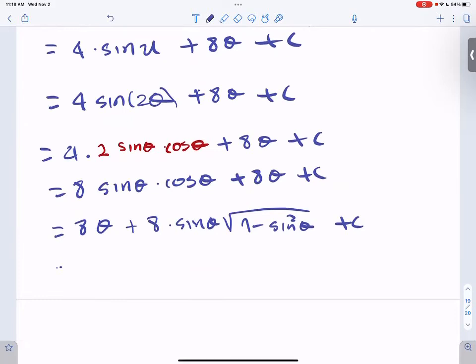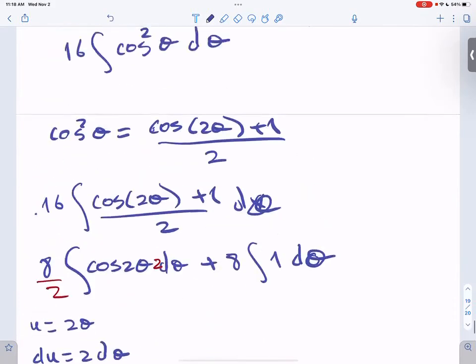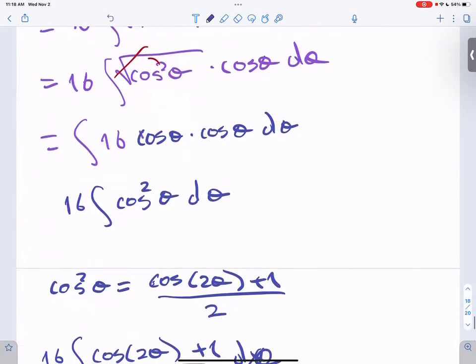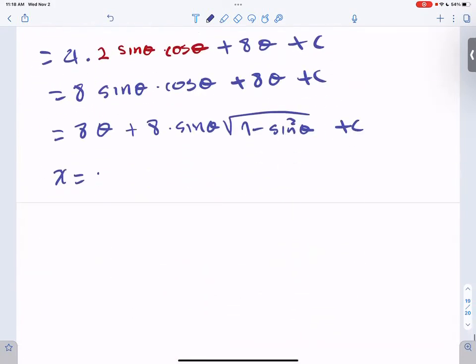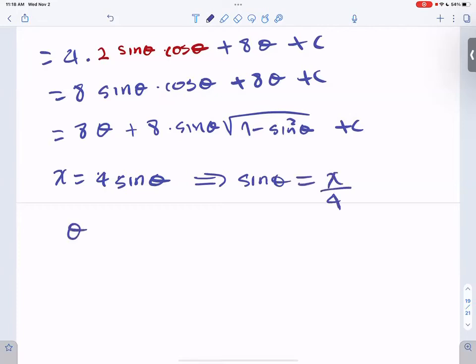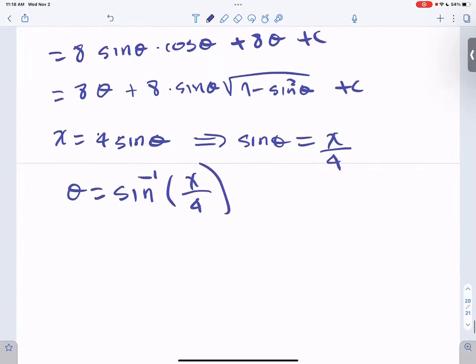And then I'm going to go back to the original function. The substitution in the beginning was x equals 4 sine of theta. Then sine of theta equals x over 4, and theta equals the inverse sine of x over 4. And now we're going to apply everything back.